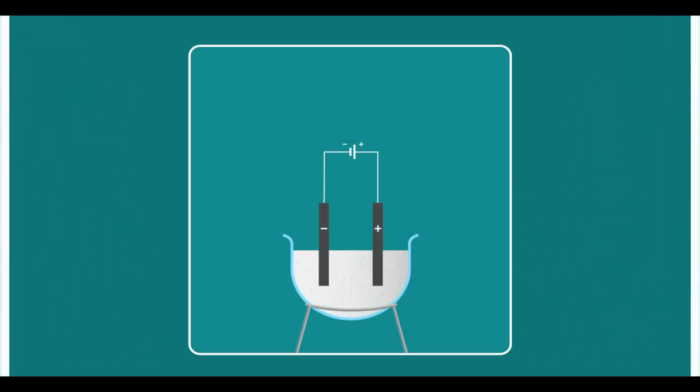Here we have a typical setup for electrolytic cells where a chemical change occurs due to electric current. Two inert electrodes, which are carbon electrodes in this case, are connected to the source of direct current through the external circuit. The electrode connected to the positive terminal will become a positive electrode and is called the anode, while the electrode connected to the negative terminal will become a negative electrode and is called the cathode.